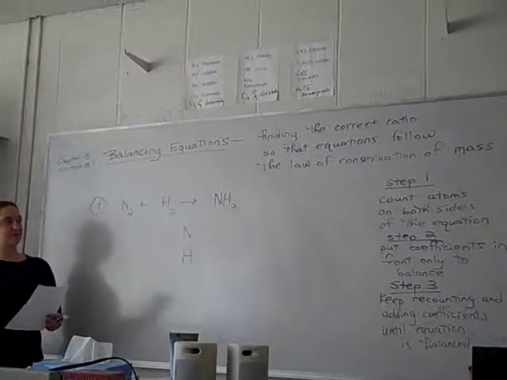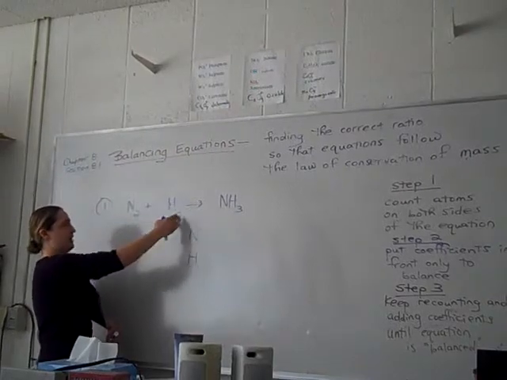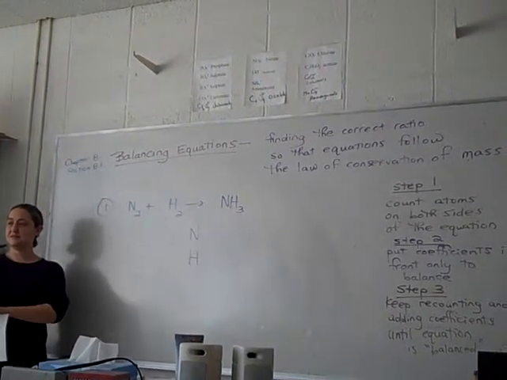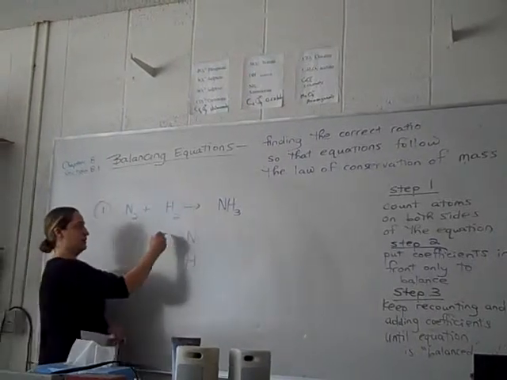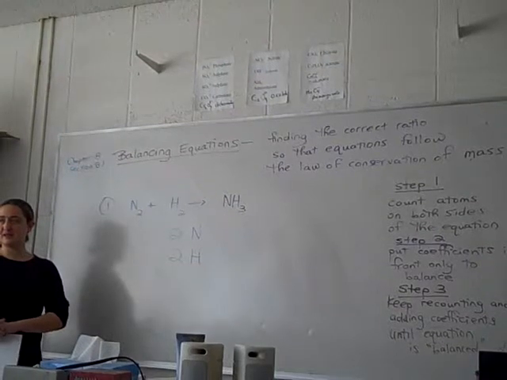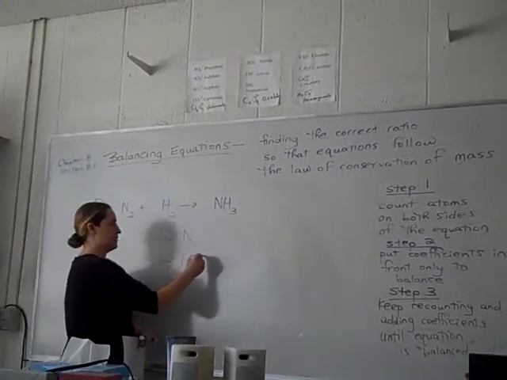What we need to do is count the atoms on both sides of the equation. Can anybody tell me, raise your hand, how many atoms of each you have on the left side of the equation? Tristan? 2 and 2. Okay. Somebody different for the right side of the equation. Michael? 3 hydrogens, and how many nitrogens?